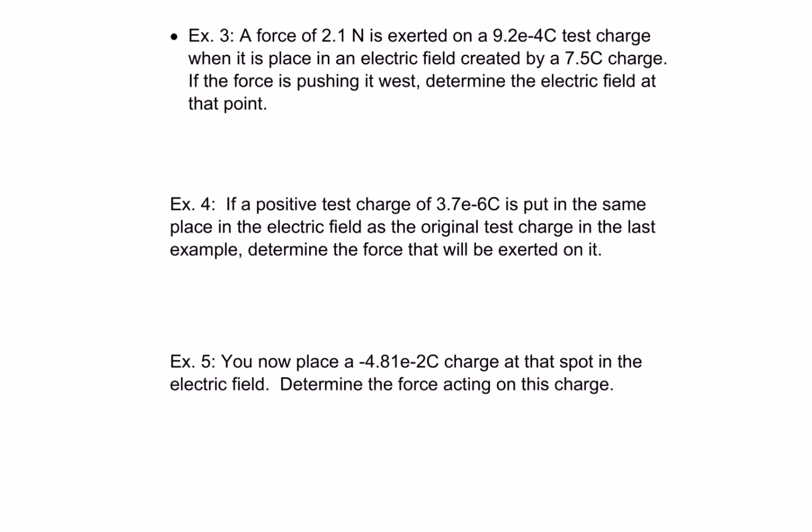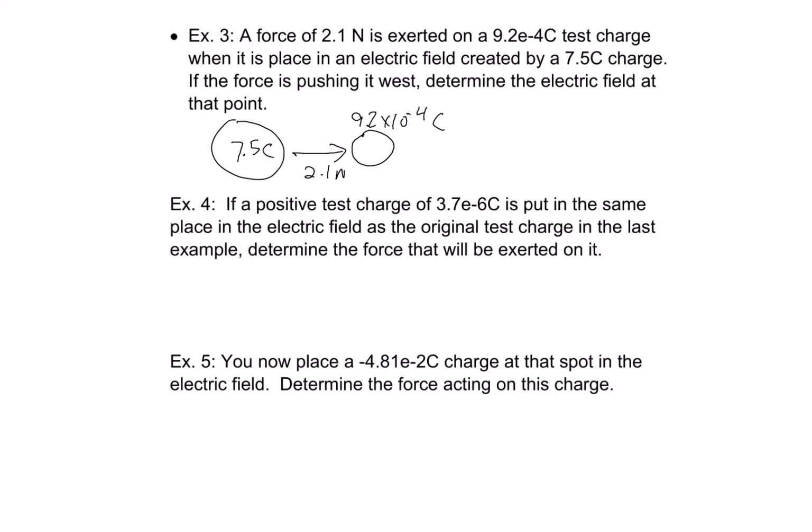So let's do a couple more quick examples. The first one says a force of 2.1 newtons is exerted on a test charge when it's placed in the electric field by a different charge. It's asking, if the force is pushing it west, determine the electric field. So we've got our source charge is positive 7.5, and our test charge is 9.2 times 10 to the negative 4. They're both positive, and it says we have a force of 2.1. So we know the electric field is pushing it outwards to the west.